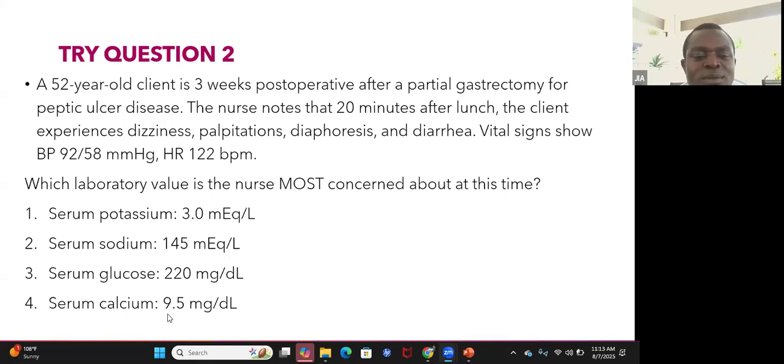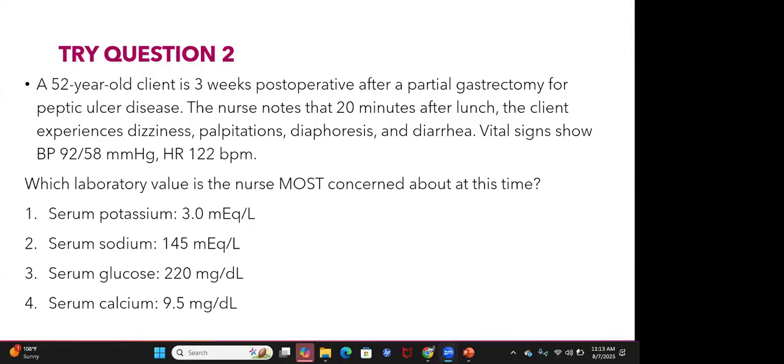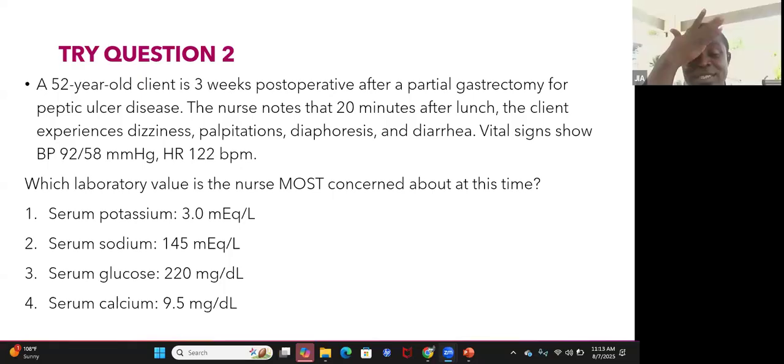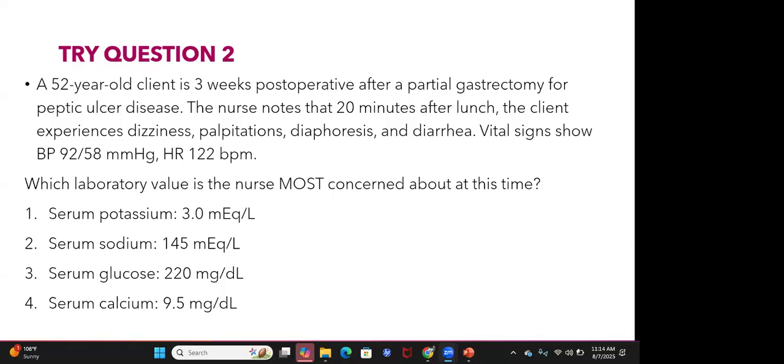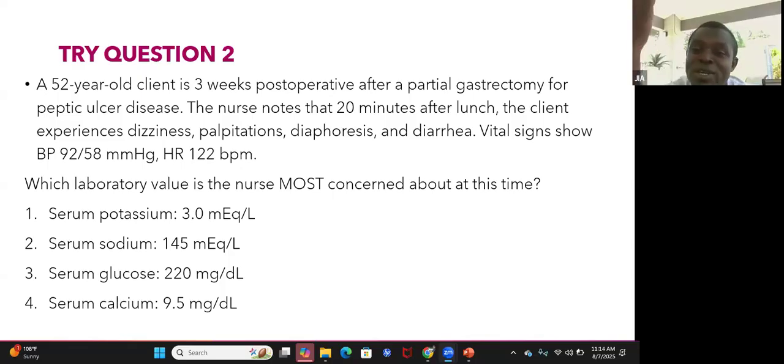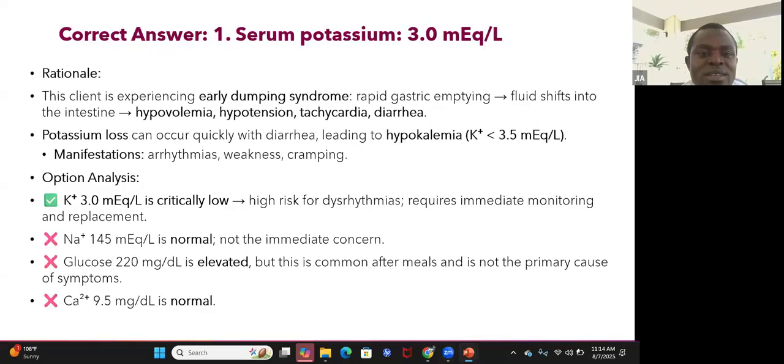Then serum calcium levels. What's the range? 8.5 to 10. Yes, some also extend it to 10.5. So when they want to ask you questions of either hypocalcemia or hypercalcemia, they will go extreme high. They will not give you values within the normal range. So the answer is true.